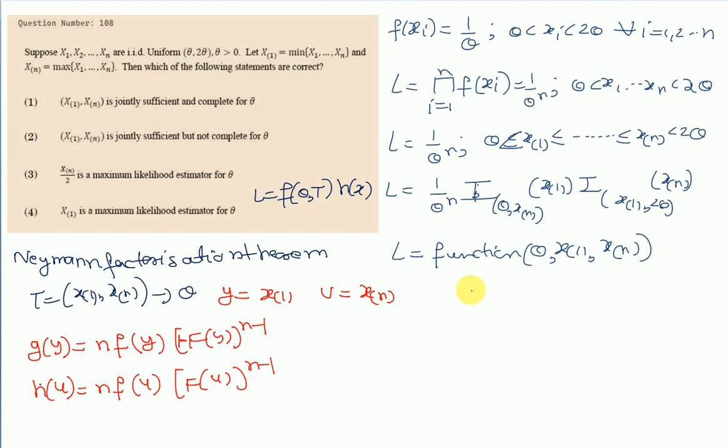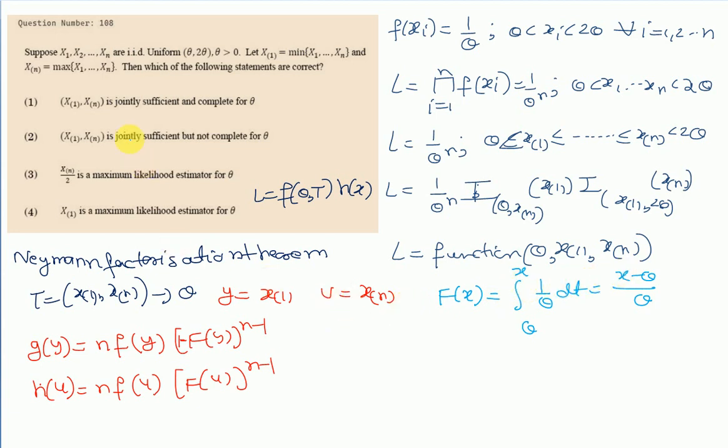So if f of x equals 1 upon theta, then what should be the value of capital F of x? Capital F of x is the integral from theta to x of 1 upon theta dt. So it is x minus theta upon theta as the distribution function of the initial random variable x.